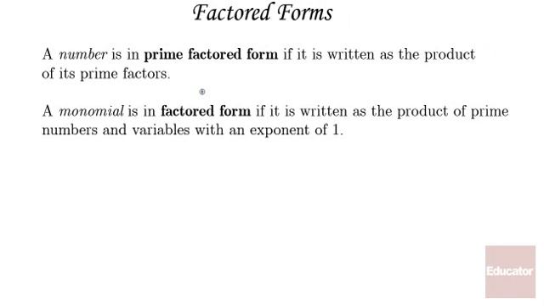We say that a number is in prime factored form if it's written as the product of its prime factors. For example, if I look at a number such as 28, I can factor that out into 7 times 4. However, this is not in prime factored form because I can further break down 7 times 4 into 7 times 2 times 2. This is prime factored form.